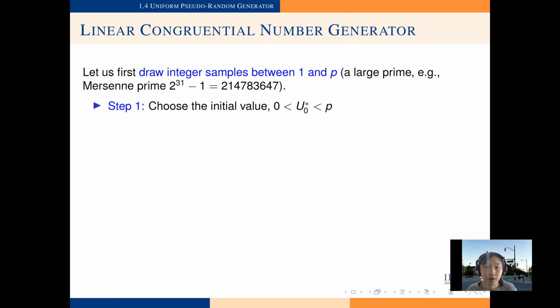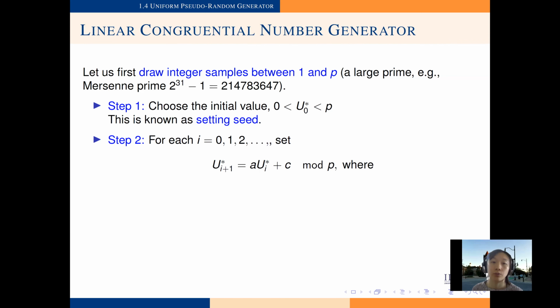In step 1, we want to choose the initial value. So we want to have a u star, the integer sample we want to draw. U star 0, sample 0, is an initial integer between 0 and the large prime p. And this is known as setting the seed. So u star 0 is the seed. Its initial value actually determines what the subsequent values are.